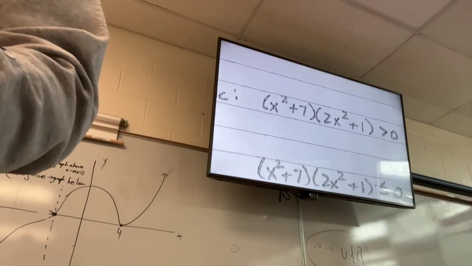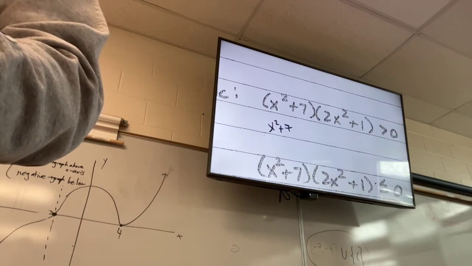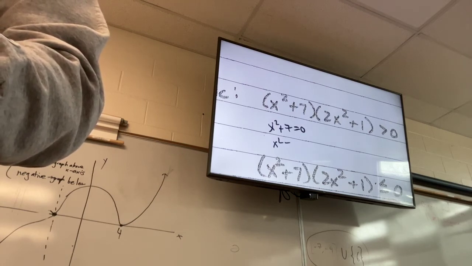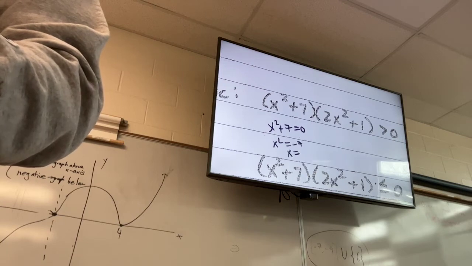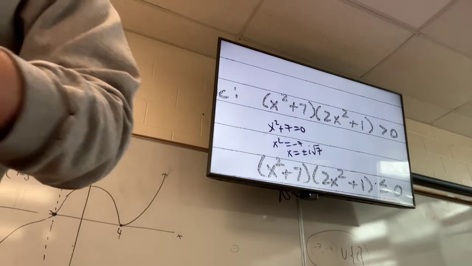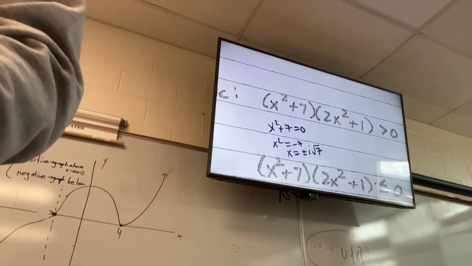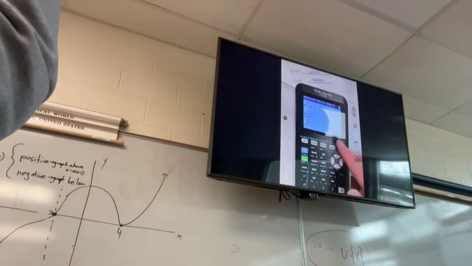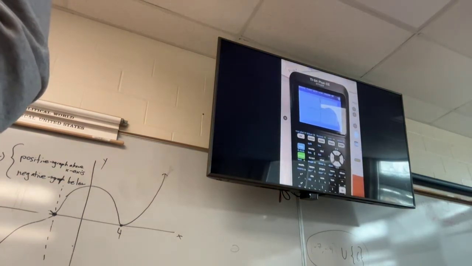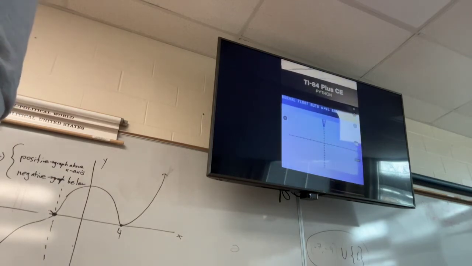So if we tried to find this first zero, we'd get x squared plus 7 equals 0, or x squared equals negative 7, or x equals plus or minus i root 7, right? So all of my zeros are non-real. They're all imaginary, okay? So what's going to happen is when we graph it, because the graph has no real zeros, it's never going to intersect the x-axis, okay?